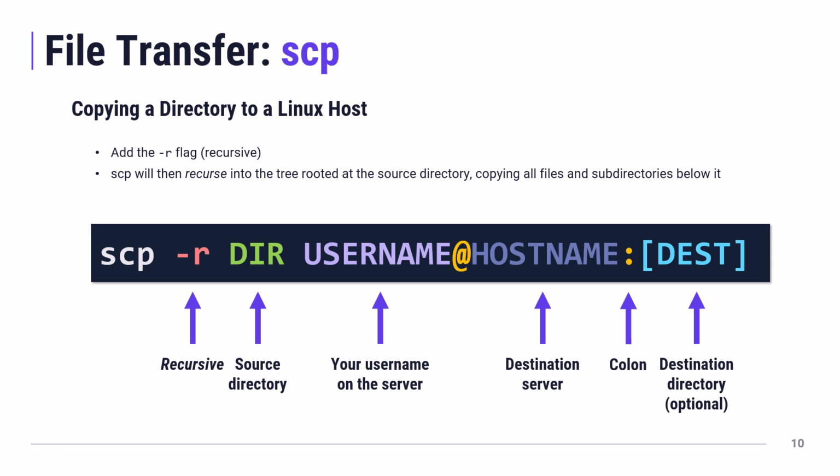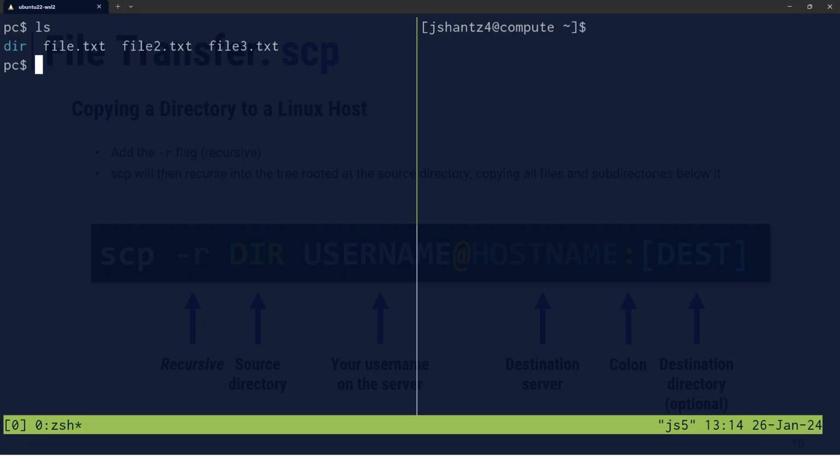Now, if I want to copy a directory to a Linux host, it's the same sort of syntax. We just need to add in the -r flag for recursive. So SCP will then recurse into the tree that's rooted at that directory that I'm copying, and it will copy all of the files and subdirectories within it. So let's suppose I want to copy this dir directory to the server. I'll say scp -r dir to jchance4 at compute.gall.csd.uwo.ca: and we'll just leave it at that. So it will put it into my home directory under a directory named dir.